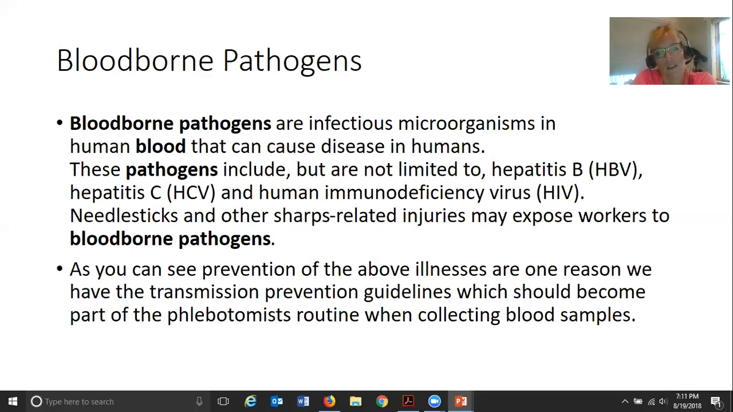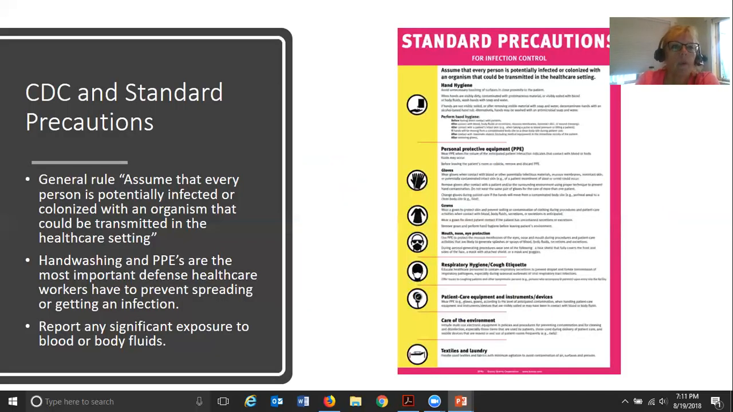So we want to prevent these illnesses, and that's why we have these guidelines. And we follow them every time we collect a blood sample. So when we talk about, you can read this poster, when we talk about the CDC and standard precautions, the theory behind that is assume that every patient is potentially infected or has an organism that could be transmitted in the healthcare setting. So if we treat all samples as if they are contaminated, we will develop a set of skills that will keep us safe. So we treat everything as if it's contaminated.